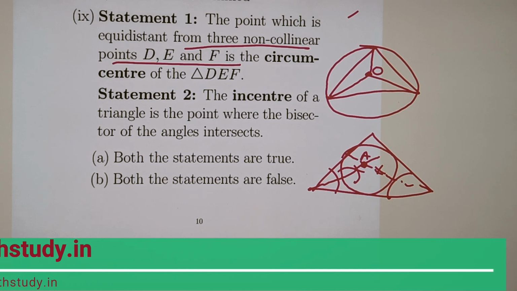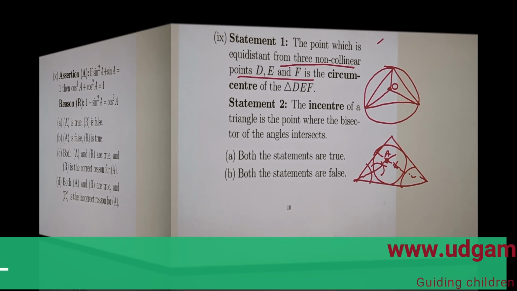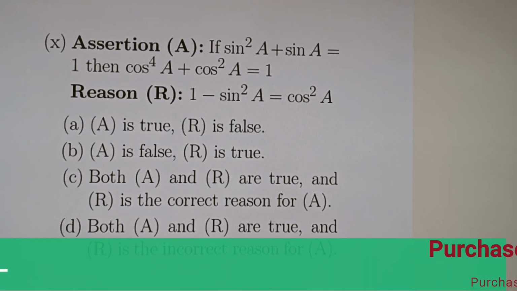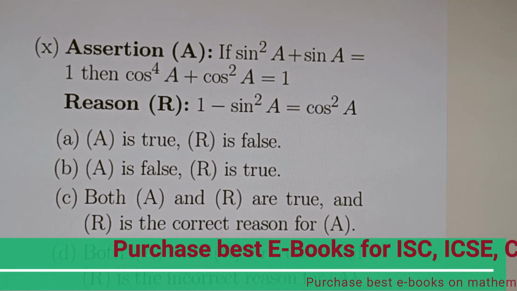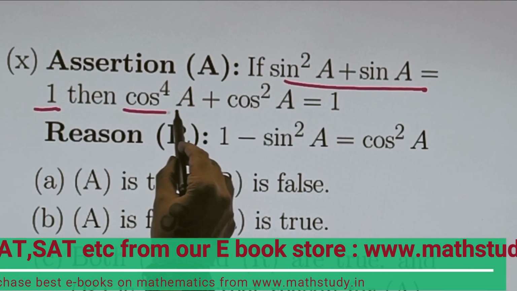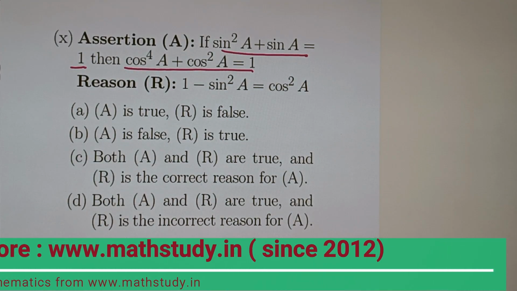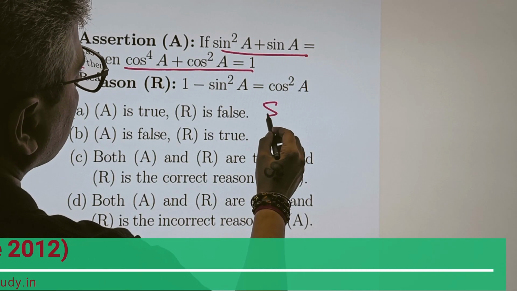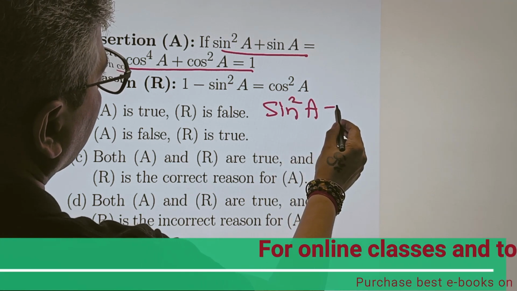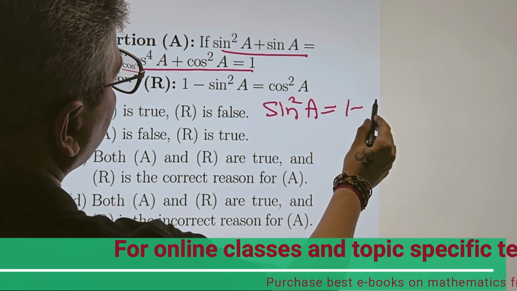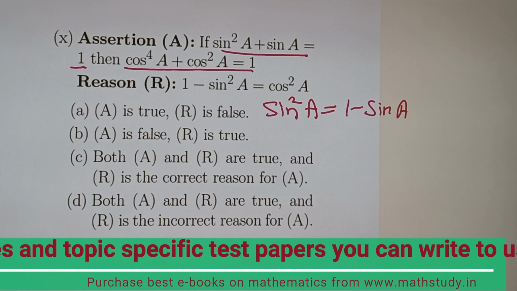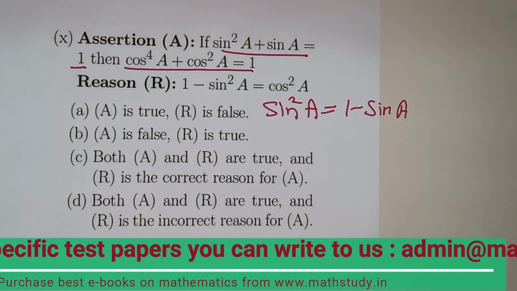Now let's move towards part 10 of question number 1. Students, this is part 10, an interesting question asked in the board exam. Here it states the assertion: if sine square A plus sine A is equal to 1, then this is true or not. So let's start. Sine square A is equal to 1 minus sine A. Very simple.